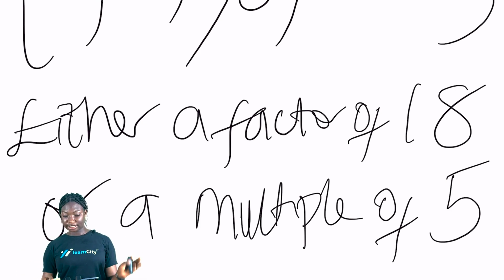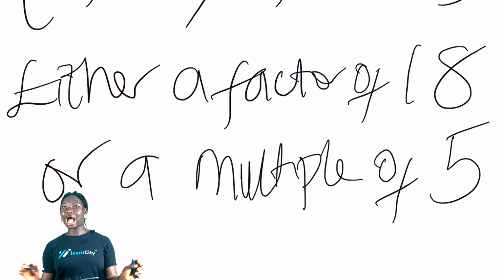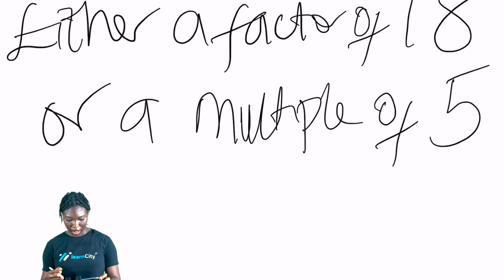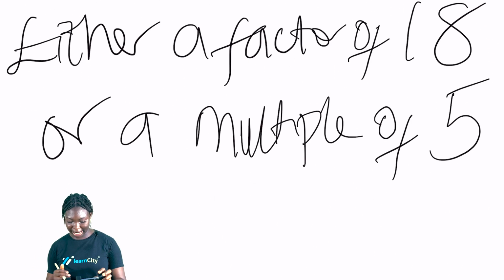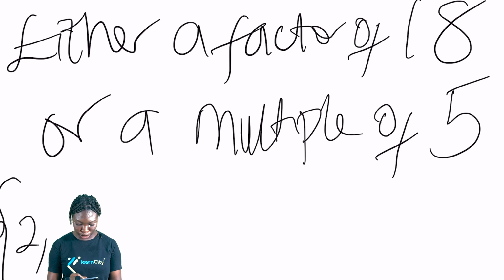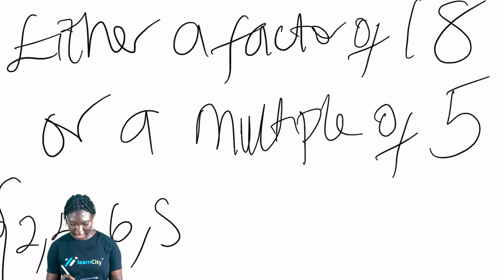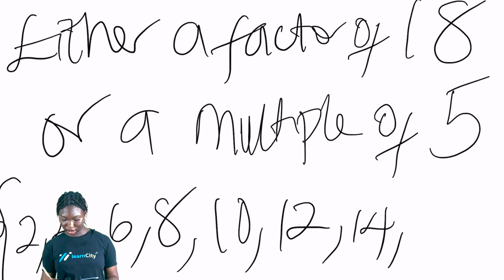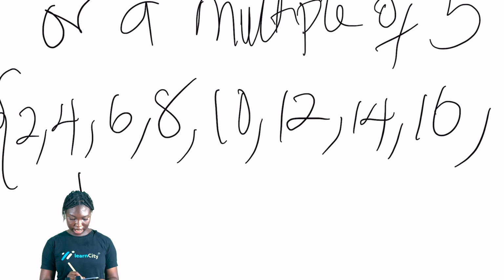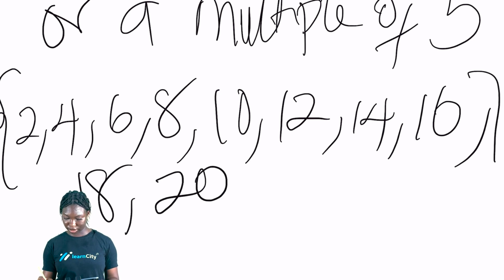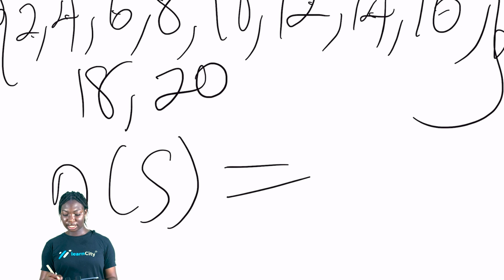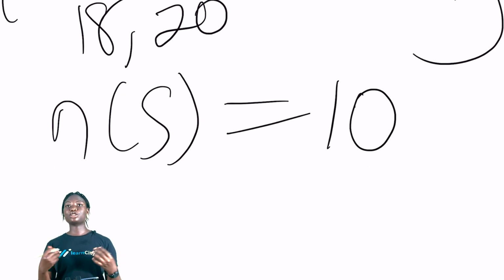Now, to solve this, writing down the numbers up to 20, we have 2, 4, 6, 8, 10, 12, 14, 16, 18, and 20. So we have 1, 2, 3, 4, 5, 6, 7, 8, 9, 10. So we have the total number to be 10.